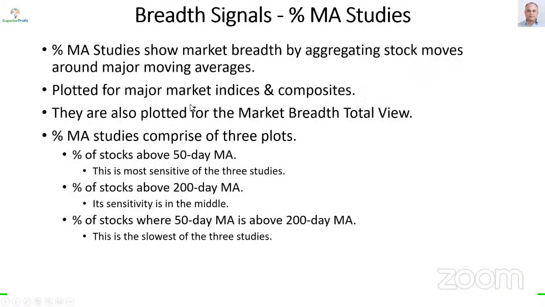So that was one category of breadth indicators. We just cover one category. Already 1 hour, 20 minutes. Let me cover at least one more category. Breadth signals, MA studies. We covered custom indices. Now another category, MA studies.